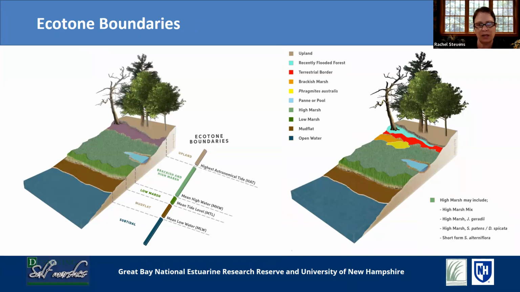They're really distinctive within a marsh system because, as I said right at the beginning, the boundaries really are associated with the duration of tidal inundation. So at our highest astronomical tide, that's the interface between our upland and our marsh. We can find the mean high water mark at the interface between high and low marsh. Our marsh meets the mudflat at mean tide level, and mudflat turns into subtidal habitats at mean low water.